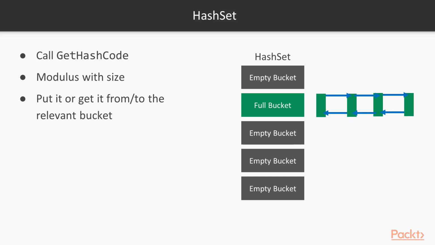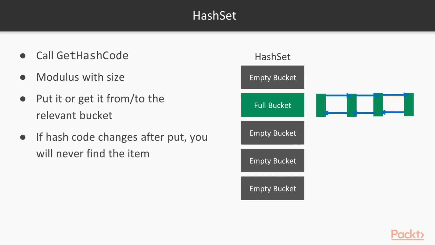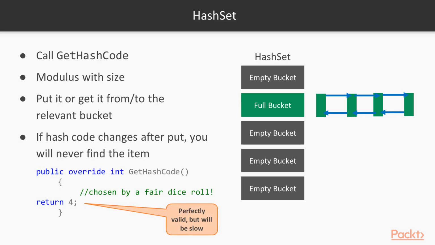And finally, you should make sure that your GetHashCode method never returns a different value for the same item. If it returns a different value, then you will never find the relevant item. A typical example is here: suppose that you have overridden GetHashCode and you are returning a 4, and this is perfectly valid.